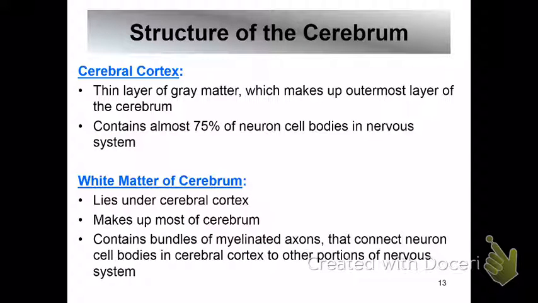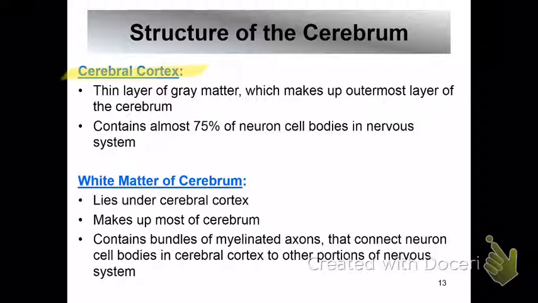Okay, the cerebral cortex. Pretty important, amazing structure, we'll say. So make sure you know about the cerebral cortex. It is a thin layer of gray matter which makes up the outermost layer. But what it is, it's a covering. It's a brain covering. The notes don't actually make that clear, but write it in. It covers the brain. Thin layer of gray matter which makes up the outside of the cerebrum.